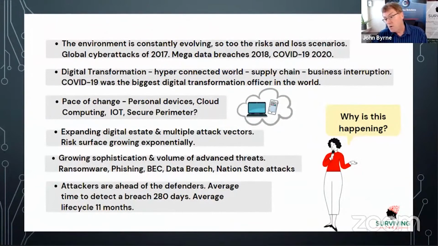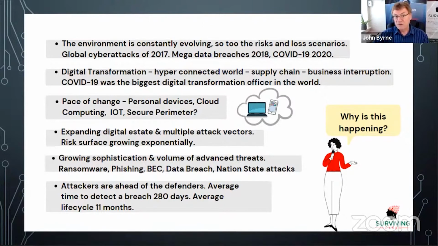Next question is, why is this happening? And there's a very good reason, and it's because of the environment. Our environment is constantly evolving. You've heard it from the other speakers this morning. And as the environment evolves, so do the risks and so do the loss scenarios. We can all remember the global cyber attacks of 2017, WannaCry and NotPetya, and they were followed in 2018 by mega data breaches and only very recently COVID-19 in 2020.